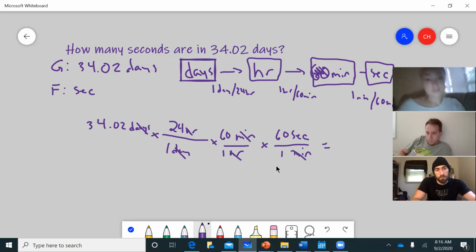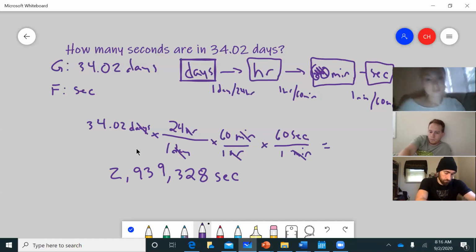Okay, so I ended up with 2,939,328. And this is seconds. I am going to refine this a little bit for significant figures. This thing has 1, 2, 3, 4 sig figs, so I'm allowed to keep the 2, the 9, the 3, and the 9. The 3 will tell this 9 to round or to stay. So 2, 9, 3, 9. Then I have to fill in zeros, seconds.